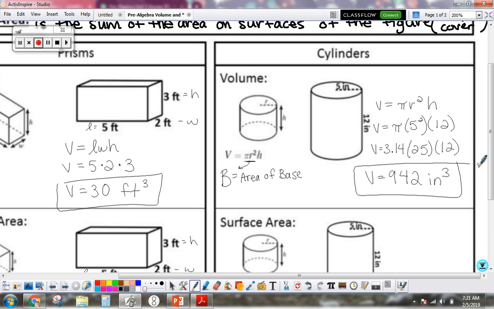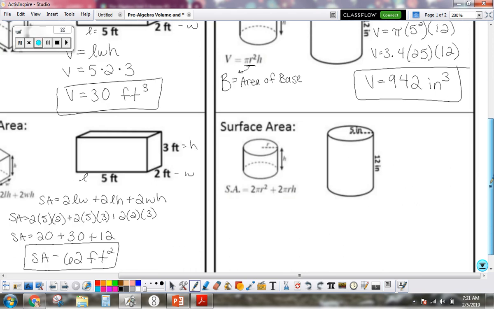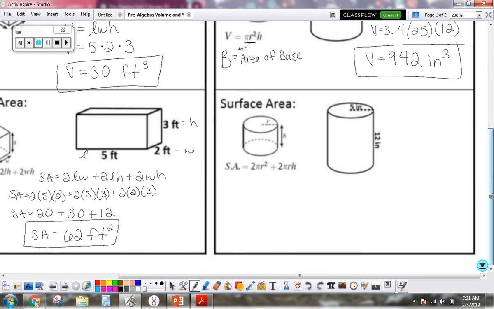Now, surface area is a little different. Okay, for the surface area, we've got this circle. So we need the area of this circle down here, and then we need the area of this piece. Now, if you've ever taken off a wrapper of a soup can, you'll notice that when you take that wrapper off, it's actually a rectangle. So this is really something like that. Okay, so you're finding the area of the rectangle, the area of the circle, area of the circle.